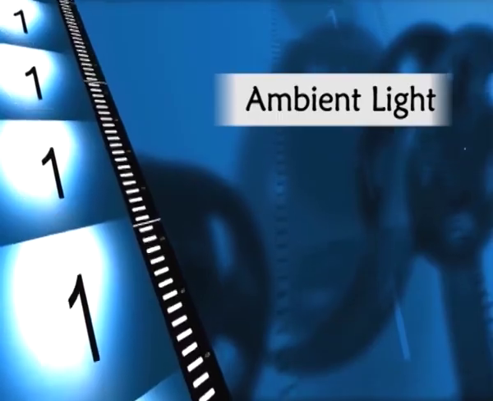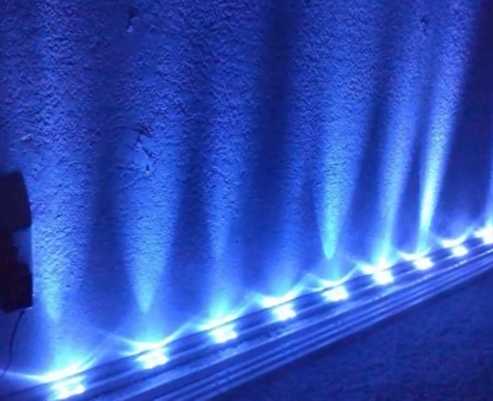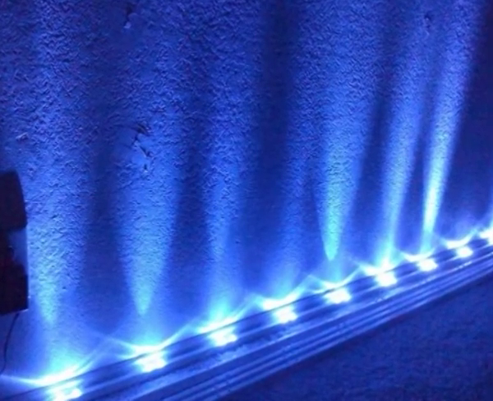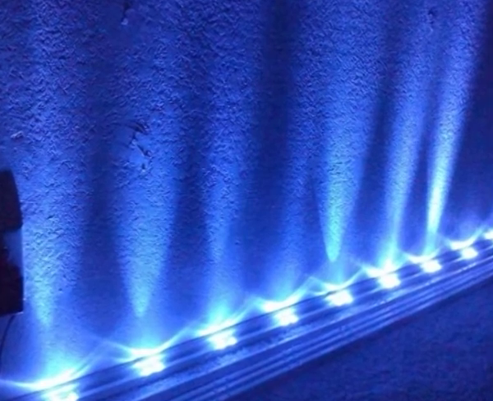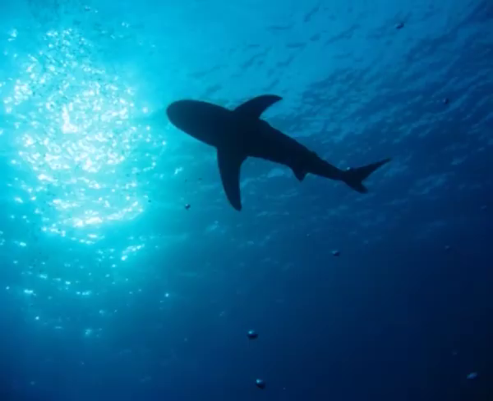Ambient light. There are two uses of this term. One means the light that just happens to be in a location. The second use of the term is soft overhead light that is just sort of there.